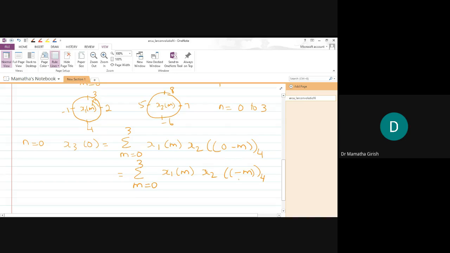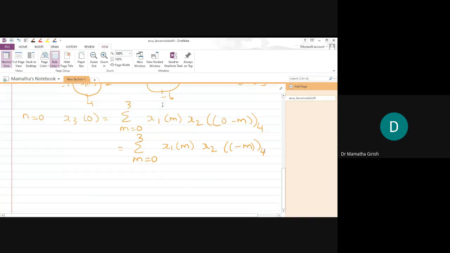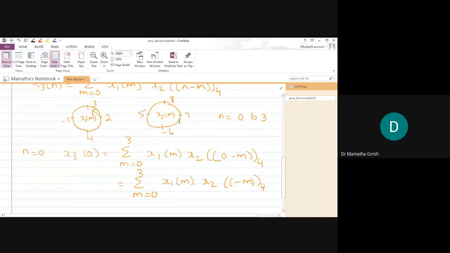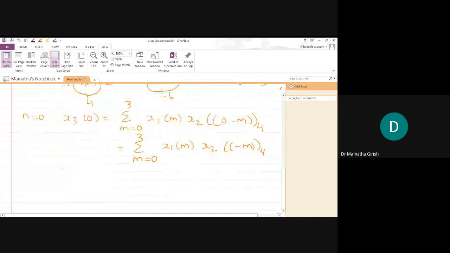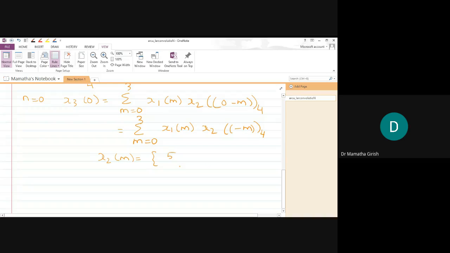What does this sequence represent here? How do I convert x2 of m to x2 of minus m? Just time reverse the sequence. What do we mean by time reversal of x2 of m? The samples were 7, 8, 5, -6.